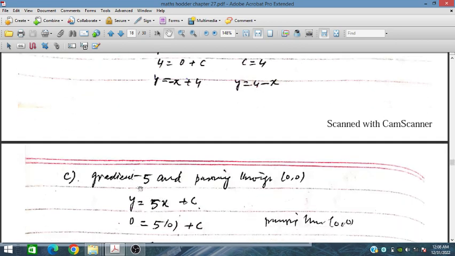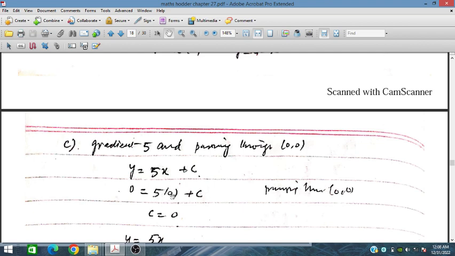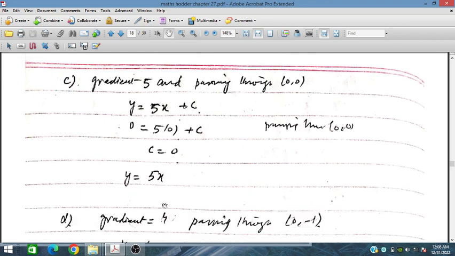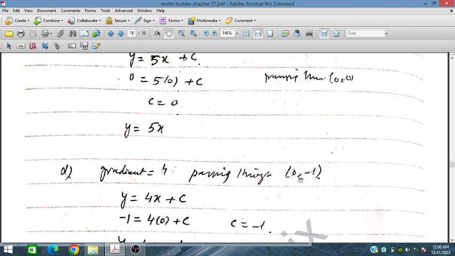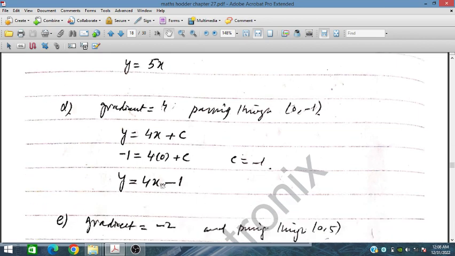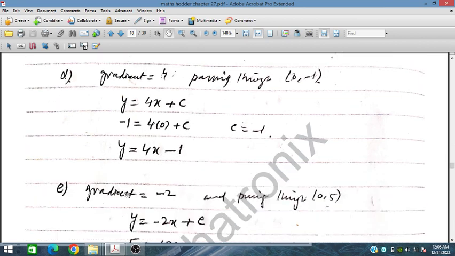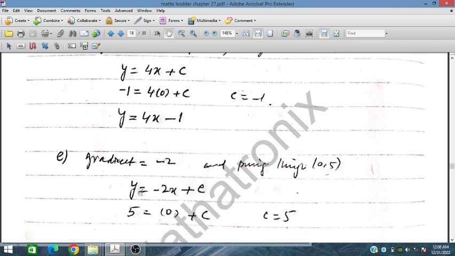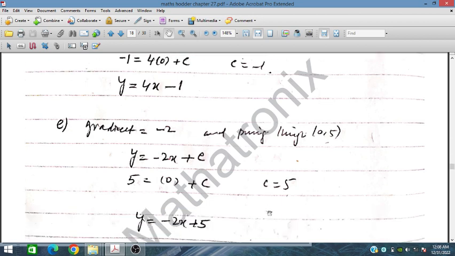The gradient is 5 and it passes through (0, 0). So y = 5x + c, passing through (0, 0). So c is 0 and y = 5x. Gradient is 4, passing through (0, -1). So c = -1 and y = 4x - 1. Gradient is -2 and it passes through (0, 5). So c = 5, and we write y = -2x + 5.